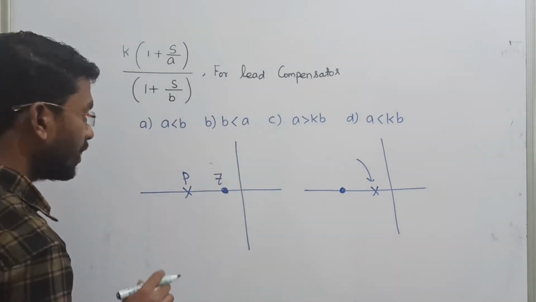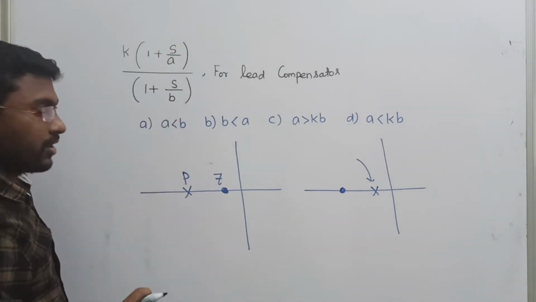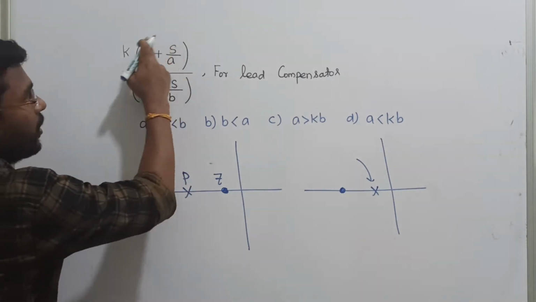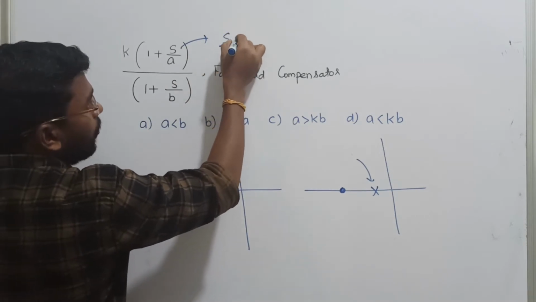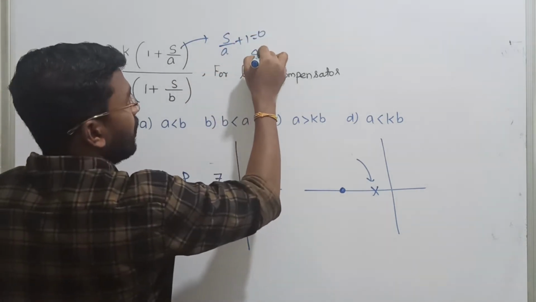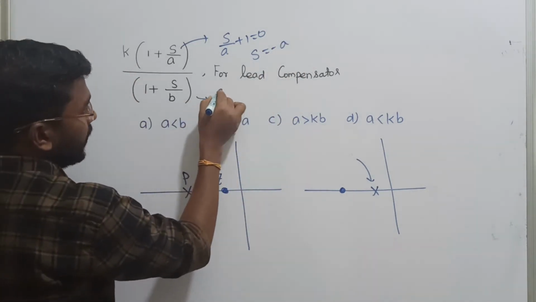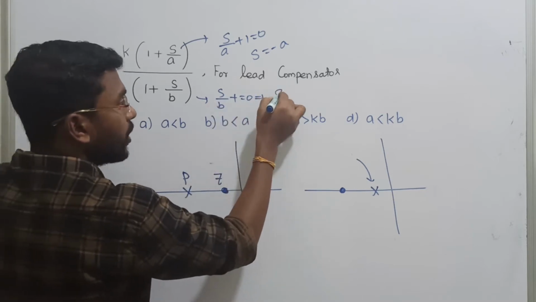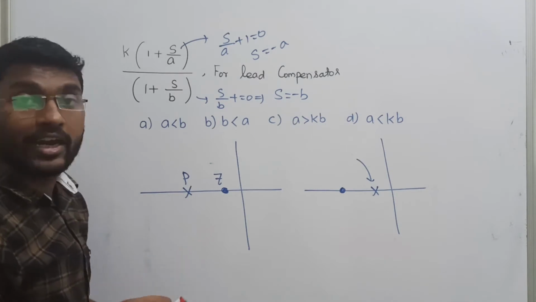Yes or no? Now see, in our question, zero means the numerator of the transfer function, pole means the denominator of the transfer function. If I find the zero, s by a plus 1 equal to 0, such that the value of s will become minus a. Similarly, if I find the pole, s by b plus 1 equal to 0, such that the pole is s equal to minus b.